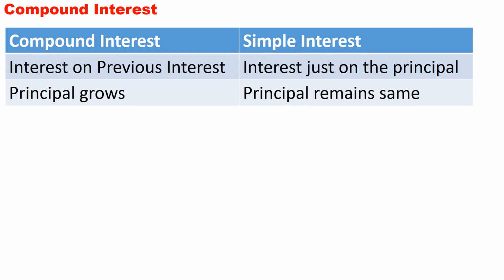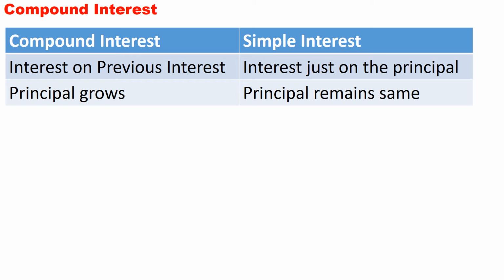Next topic, compound interest. A good way to begin is simple interest. Compound interest is interest on previous interest, while simple interest is interest just on the principal. In compound interest, the principal grows, and in simple interest, the principal remains the same.